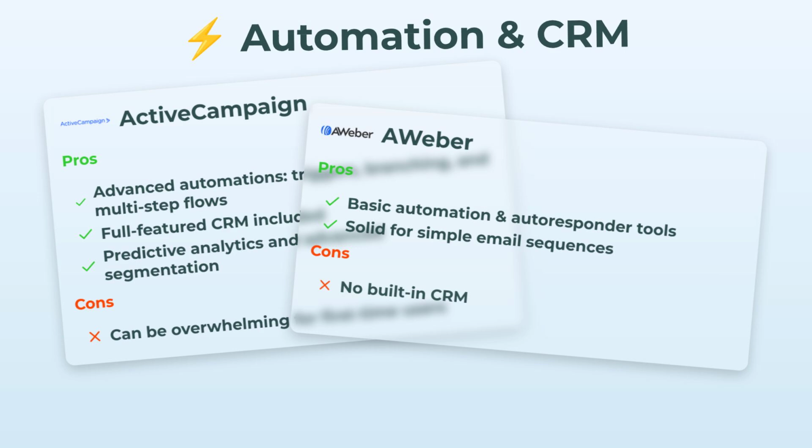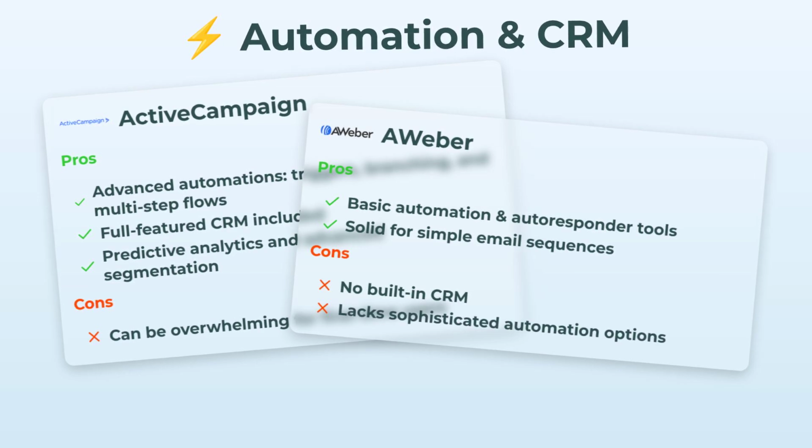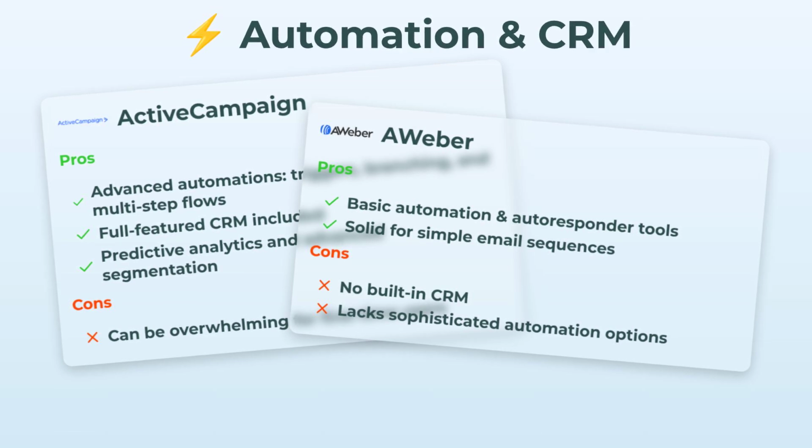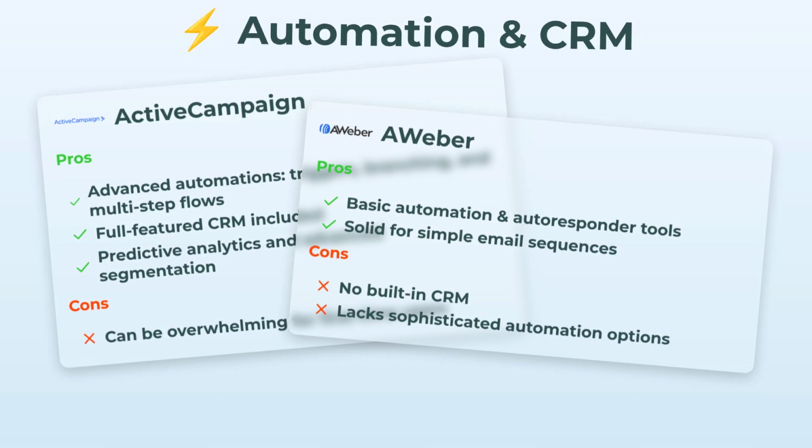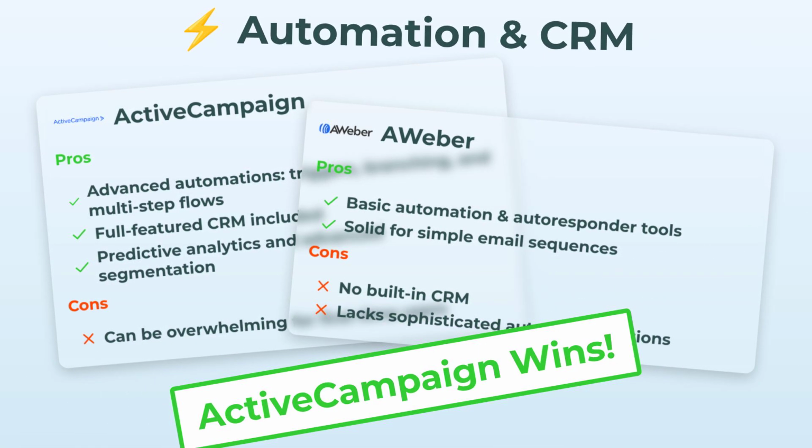It's a lot. Jump over to AWeber, and things chill out. You get basic automation, the classic autoresponder tools, and it's solid for simple sequences, but there's no built-in CRM, and none of that deep, fancy logic. So, obviously, ActiveCampaign is the powerhouse here.